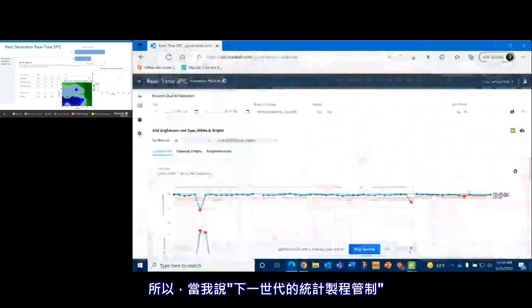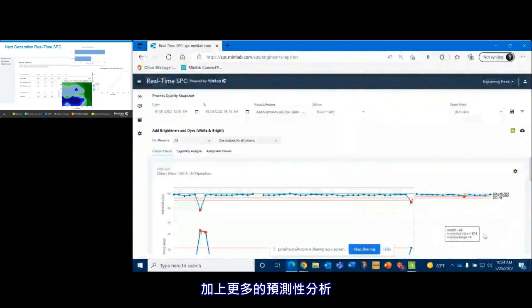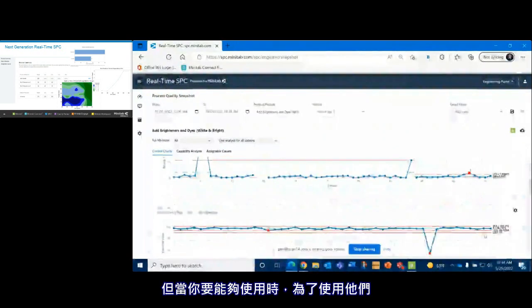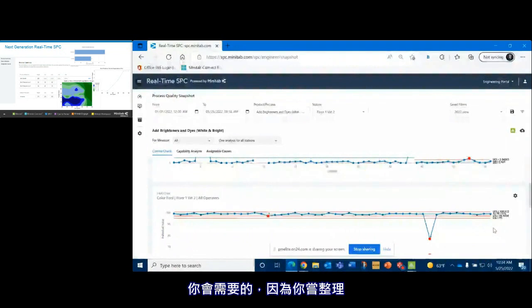So when I say next generation SPC, it's really SPC with more predictive analytics. And I do think those predictive analytics tools are tremendously powerful, but you need to be able to use them. And in order to use them, you have to have the data not only collected, but then in the format that you need. Because trying to line up data that was collected in disparate areas and then trying to match it up is painful. I know because I used to do it quite a bit.